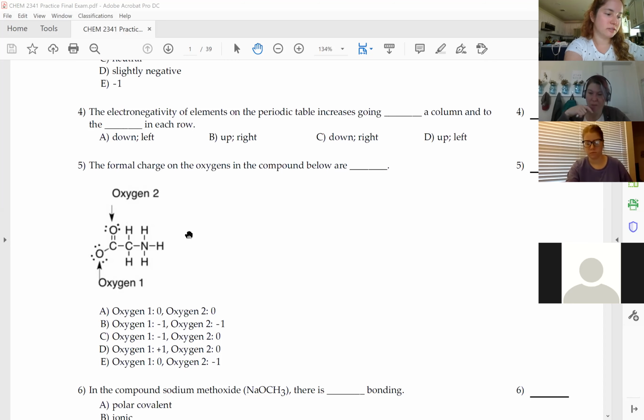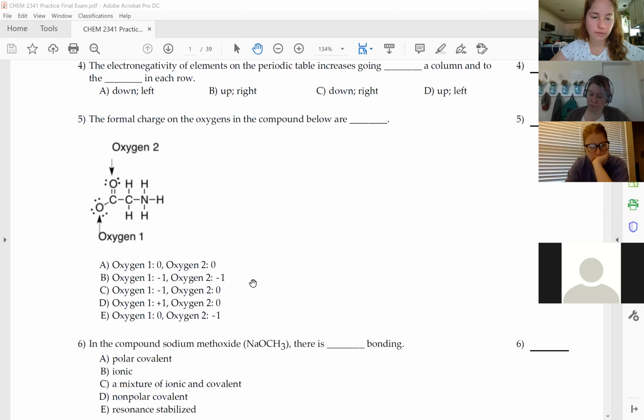So what's the answer to this question? It's E. Oh, sorry, hold on, I flipped that. Yeah. C. Right, so the answer to this one would be C, because oxygen 1 would have a -1 charge and oxygen 2 would have a charge of 0.